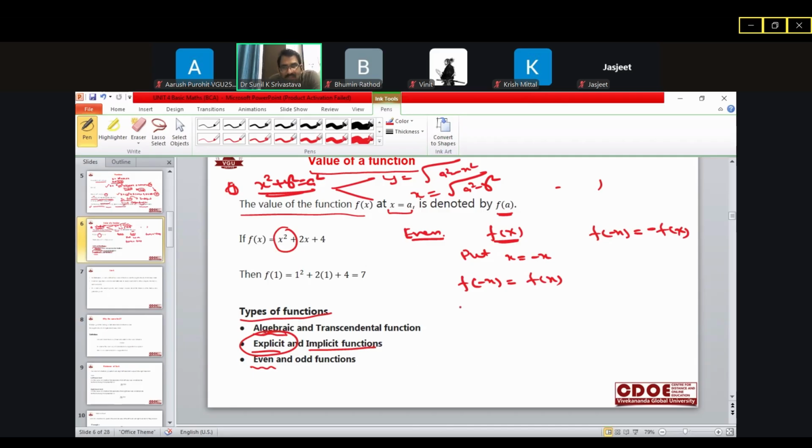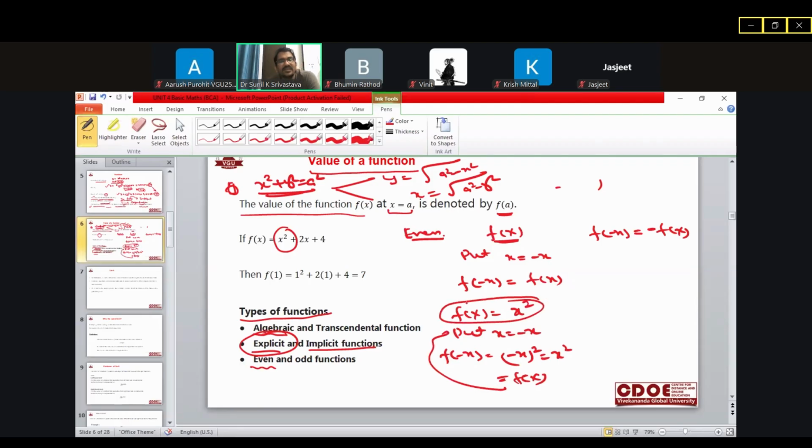For example, suppose we have the function f of x is equal to x square. Clear? If we put here x is equal to minus x, what happens? We get minus x whole square, which is plus x square, and it is equal to the same function. So f of x equals x square is an even function, because on putting x is equal to minus x, there is no change in the given function. So this type of function is known as an even function.